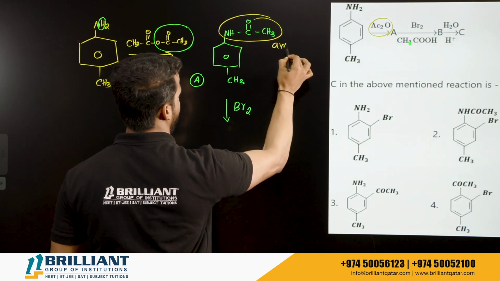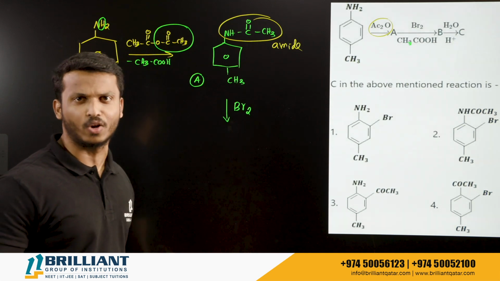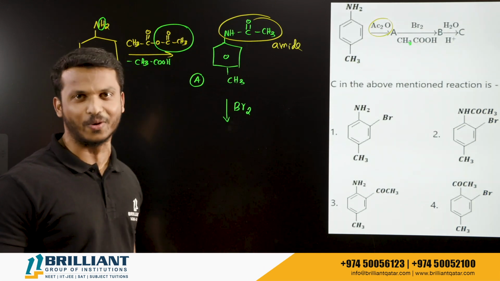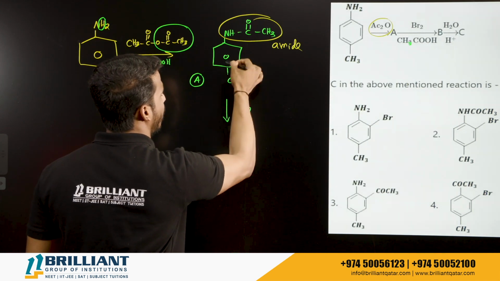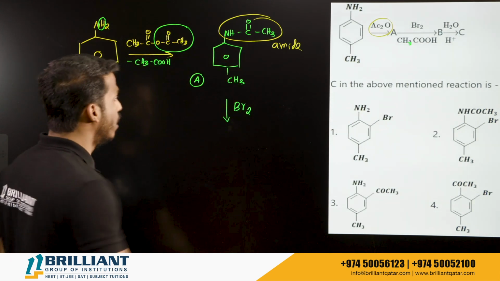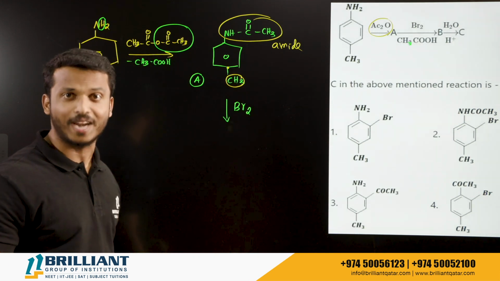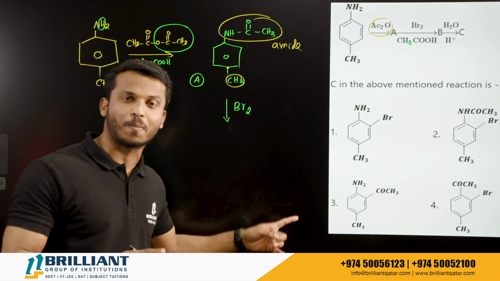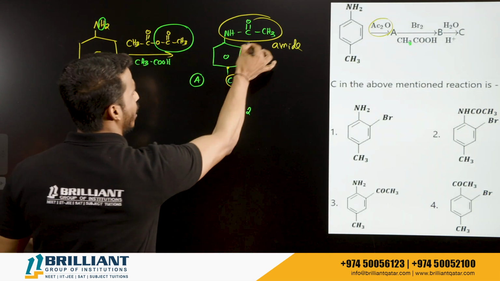You know, it is an amide. Dear all, amide is an ortho-para directing group, a mild ortho-para directing group. So this bromine can go to its ortho and para position. Dear all, this para position is already occupied by a methyl group, so the bromine cannot go there. So bromine can add on the ortho position.